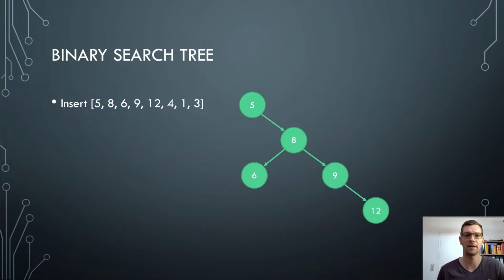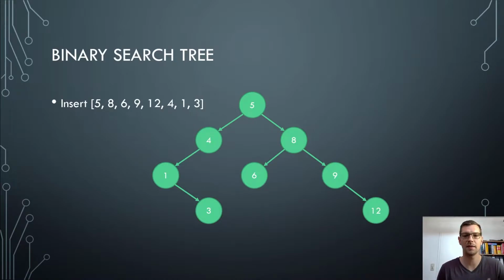Alright, the 4 is now, we are again at our root node. So the 4 is smaller than the 5, so it goes to the left node of the 5. Then the 1 goes to the left node of the 4, and the 3 is also smaller than the 4, but bigger than the 1, so we go into the right node of the 1. Alright, and that is how we basically construct a binary search tree.